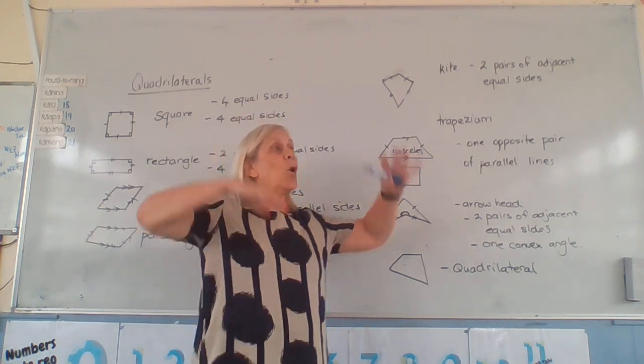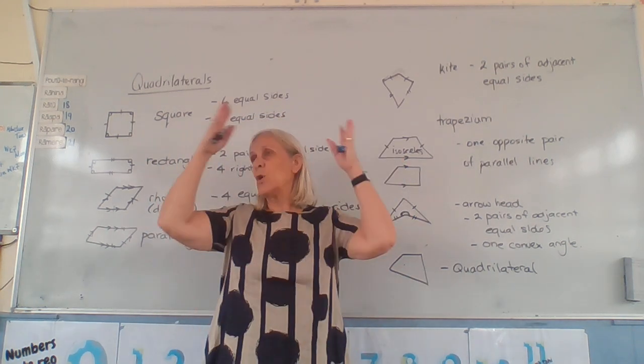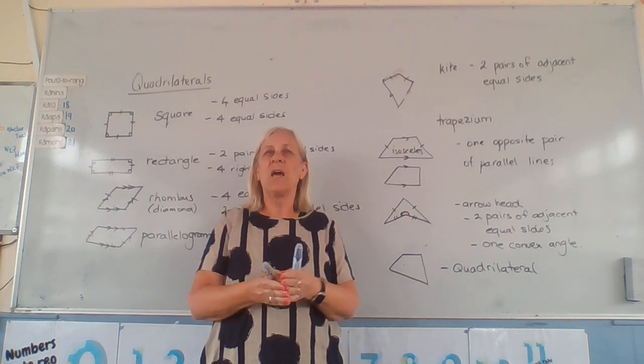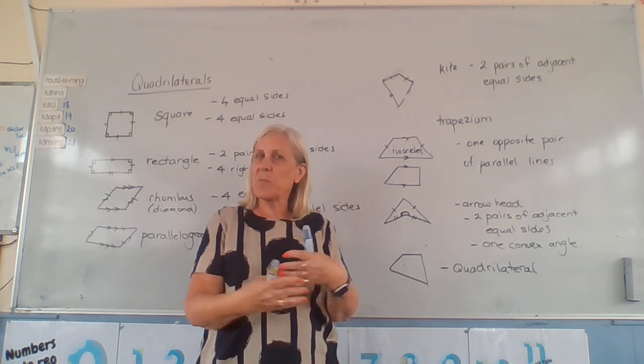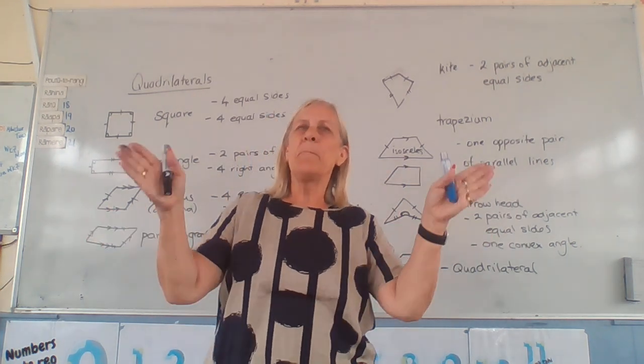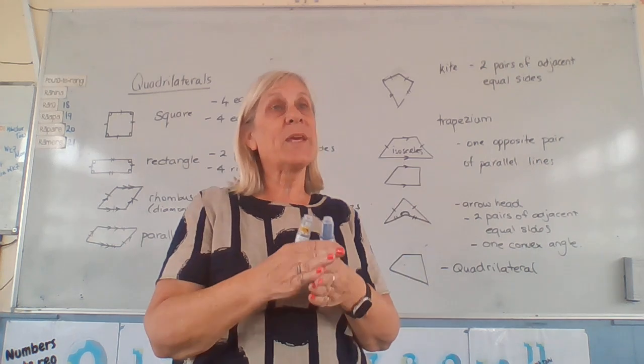When we talk about all of these shapes, they are also all quadrilaterals. But when we're trying to name shapes mathematically, we want them to be the most perfect name we can give them. Griffin.